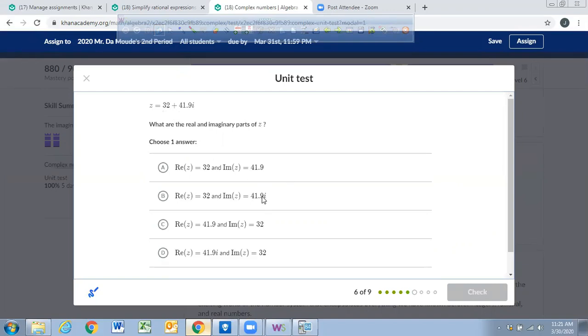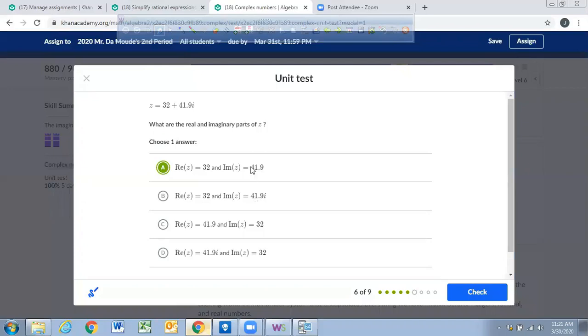Yeah, okay, so let's take a look at these. Which answer would you think would be the best choice? B. You know what? I agree to a certain extent. You see the 41.9i, you can actually just call the 41.9 the imaginary part. So I think A is going to be, we'll find out. I could be wrong, but if you guys get a question like this, I feel like my best answer would be 32 is the real part, and 41.9 is the imaginary part of it, because it's 41.9i. We'll see if I'm right or wrong.